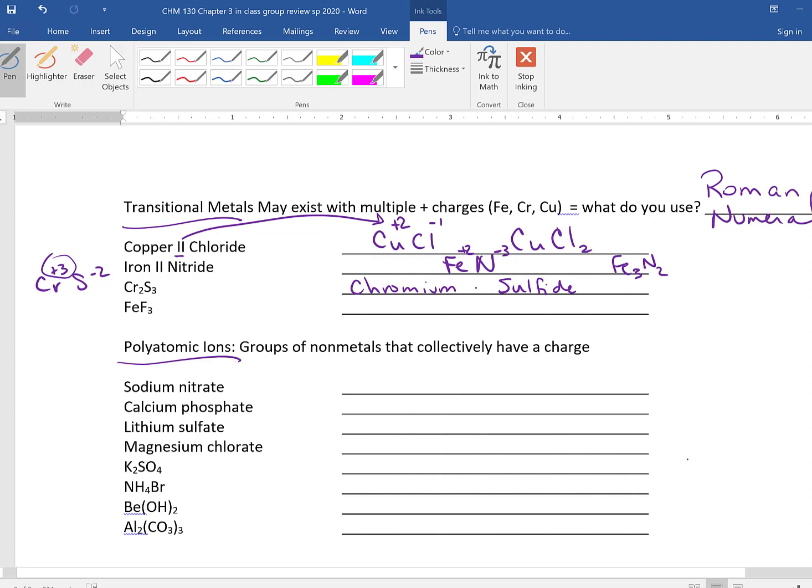So you would use Roman numeral 3. Oh, that's right. It's either going to be 3 or 4. Well, that's 2 or 3. Chromium's a 2 or 3. Okay, so in that one, it's kind of like you're working backwards to figure it out.